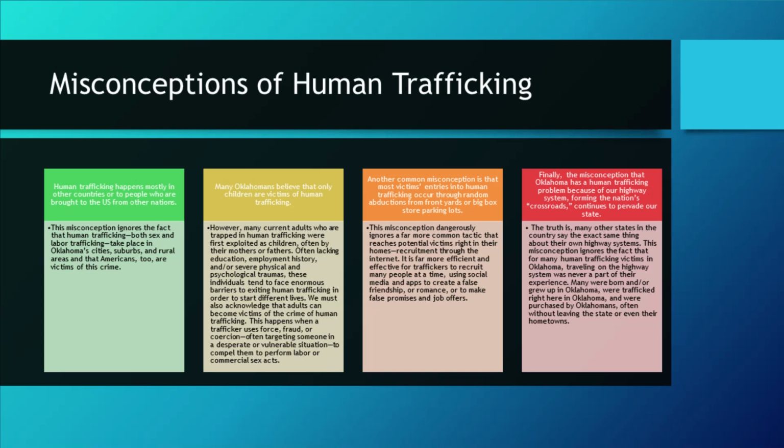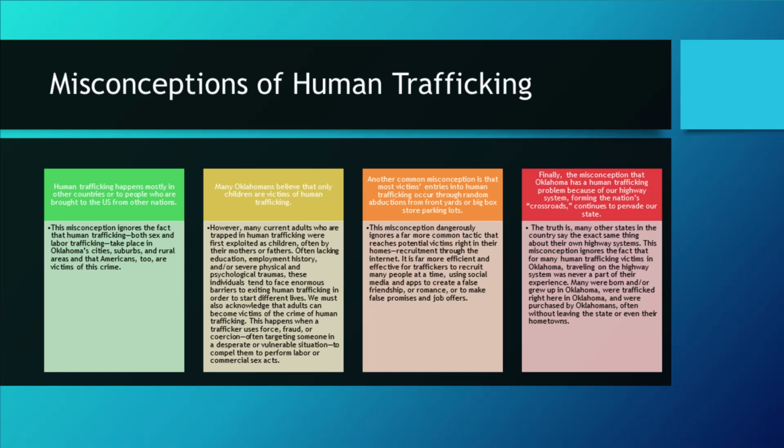Many Oklahomans believe that only children are victims of human trafficking. However, many current adults who are trapped in human trafficking were first exploited as children, often by their mothers or fathers. Often lacking education, employment history, and/or severe physical and psychological traumas, these individuals tend to face enormous barriers to exiting human trafficking in order to start different lives.